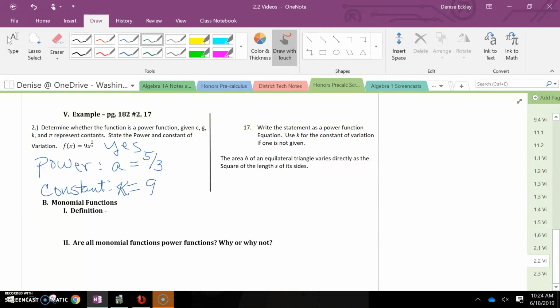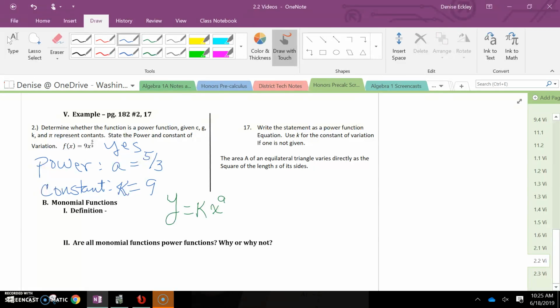Remember that the form of a power function is y equals k times x to the a, and it is that form. Okay, so number 17. Write an equation as a power function equation. Use k for the constant of variation if one is not given.